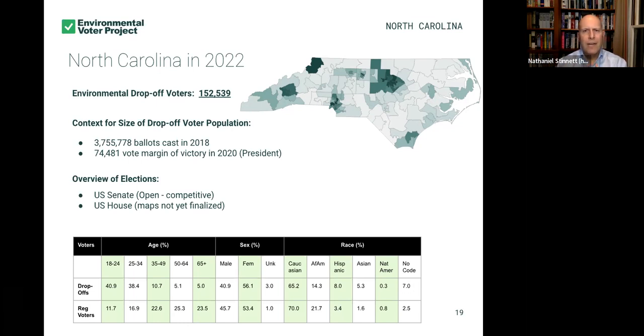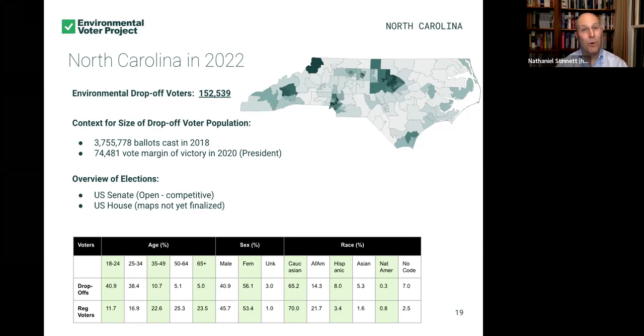Also, check out that northwestern corner of North Carolina. That is around Appalachian State University. And oh my gosh, are there a huge, huge number of these environmental drop-off voters there. I would go so far as to say there are tens of thousands of environmentalists who are registered to vote in and around Appalachian State University who've clearly voted for the first time in the previous presidential election and have never voted in anything else before or after. And that is a huge opportunity.